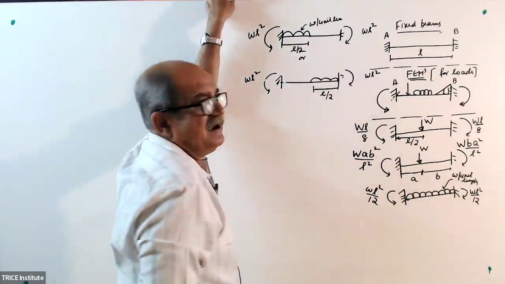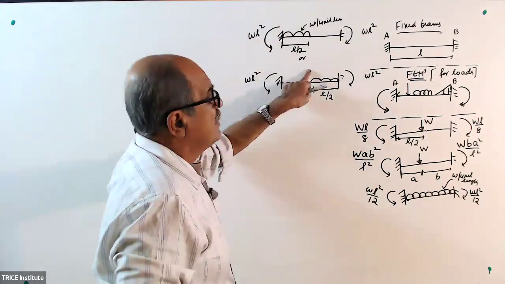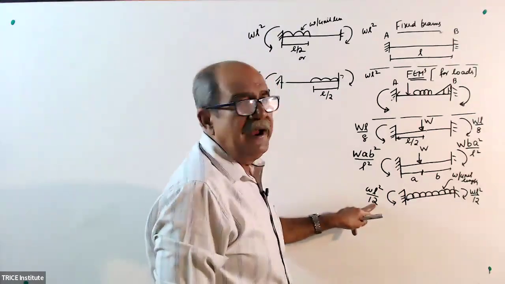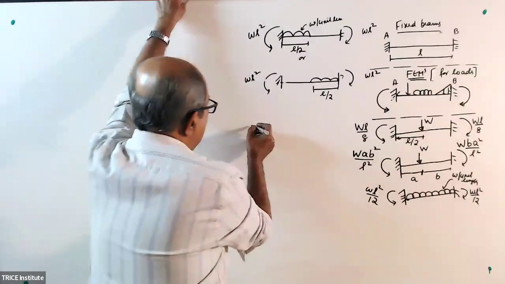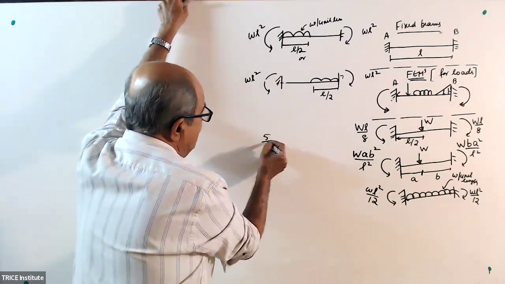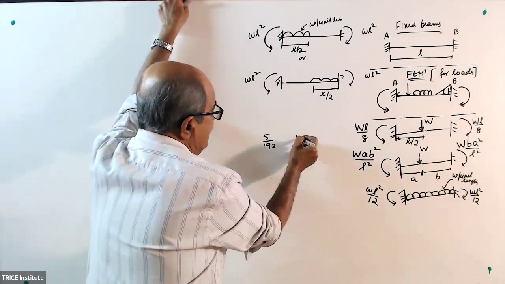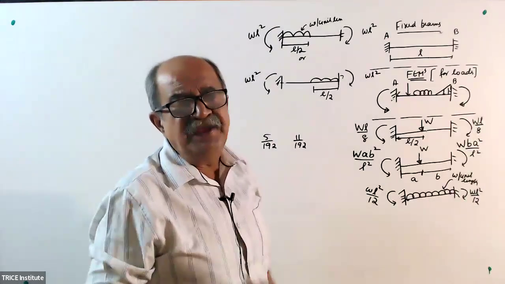WL square guaranteed. Then multiply it by some number. Here the number is not 1 by 12. The numbers are 5 by 192 and 11 by 192. You should know which number is where.